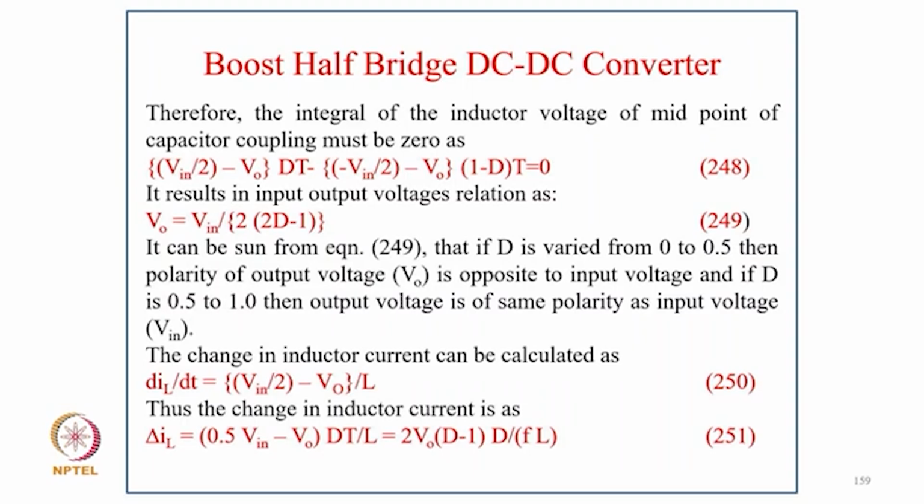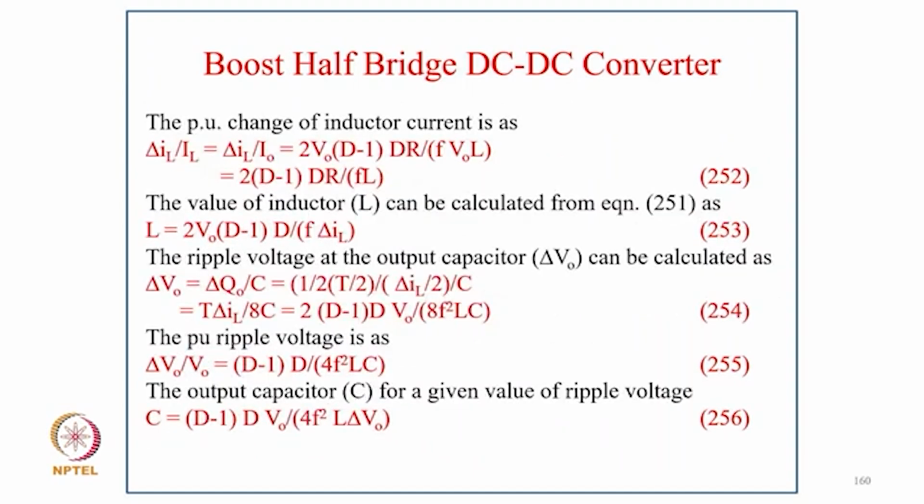So the change in inductor current can be calculated: delta IL upon dt = (Vin/2 − Vo) divided by L, and thus the change in inductor current is delta IL = (0.5 Vin − Vo)DT upon L, that is equal to 2Vo(2D − 1)D by FL. And the per unit change in the inductor current is delta IL upon IO = 2Vo(2D − 1)DR upon FVoL = (2D − 1)DR upon FL.